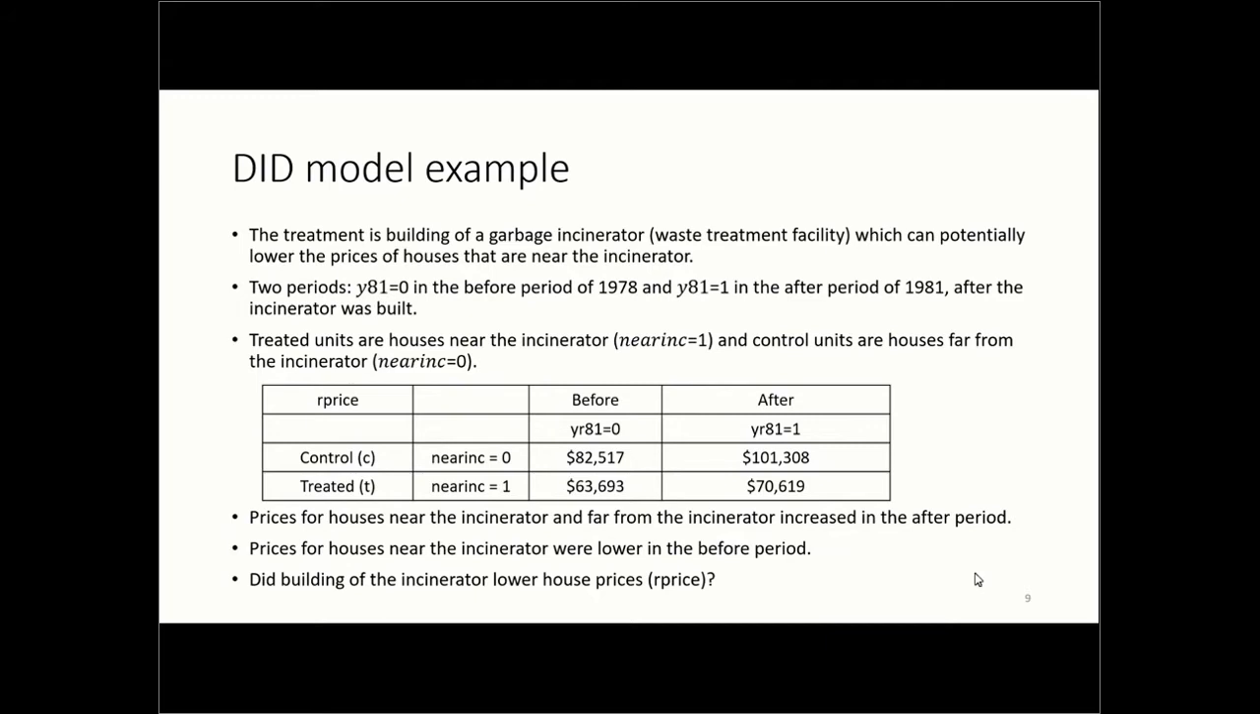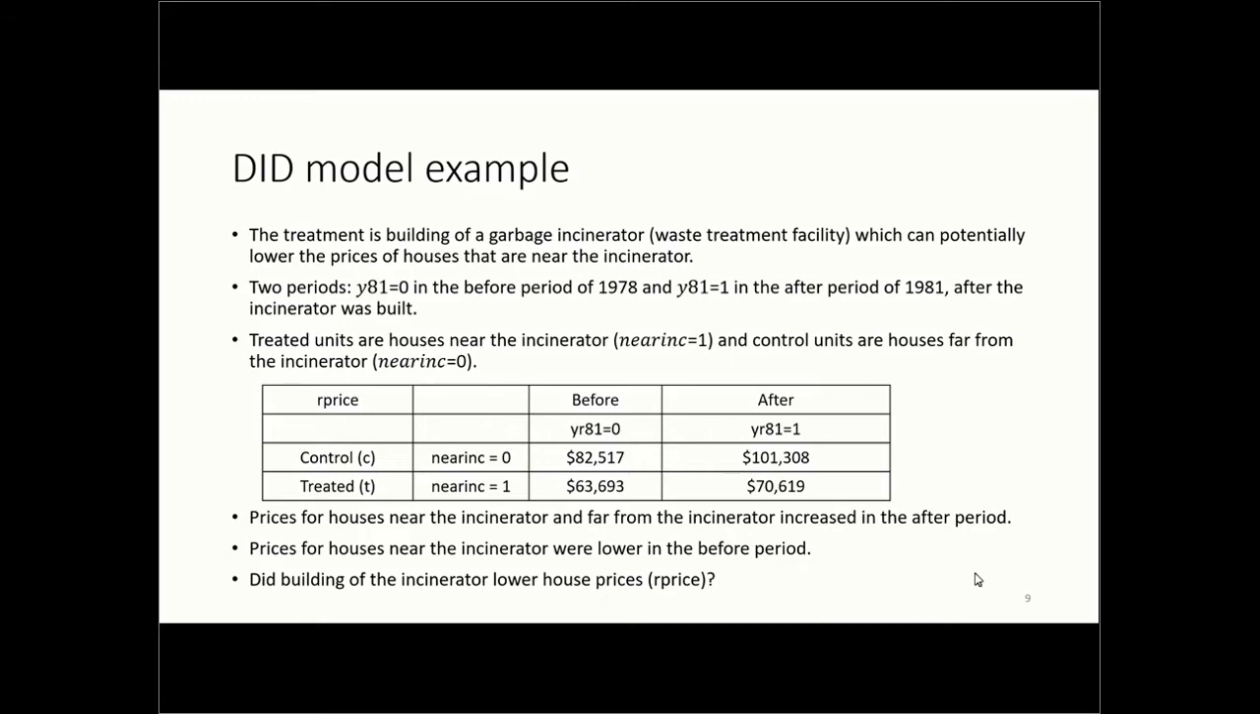So let me give you an example for a differences in differences model. So here we would have the treatment being the building of a garbage incinerator. So this is a waste treatment facility. So if it's built in a neighborhood, that could potentially lower the prices of the houses that are near the incinerator. So here we have two periods.